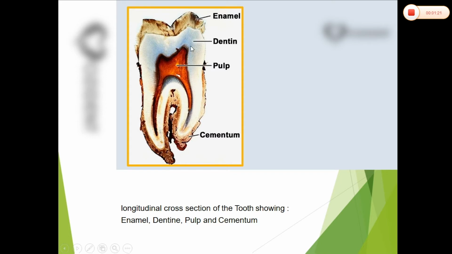Here you must distinguish between a demineralized section and a ground section. What do you think? Is this a ground or demineralized section? It is a ground section. Why is it a ground section? Because the enamel here is mature. If it were a demineralized section, the enamel would appear as a space.